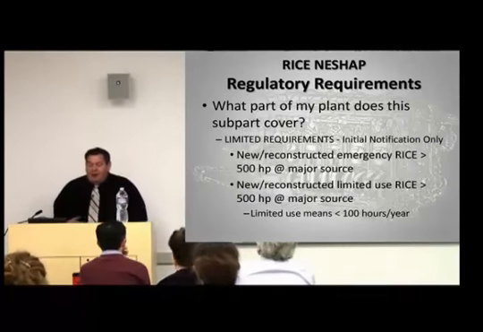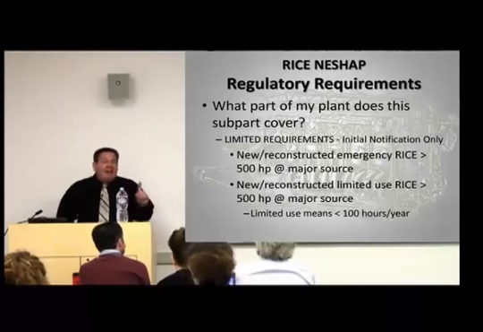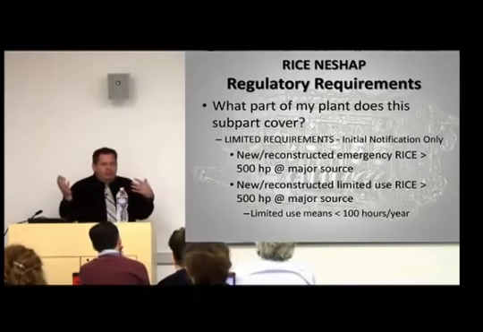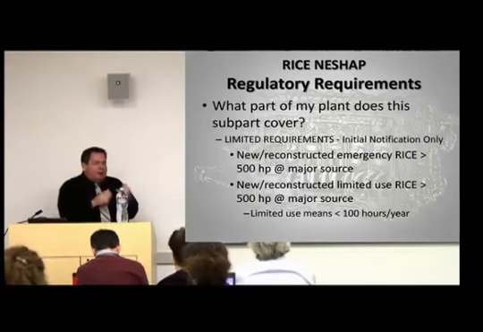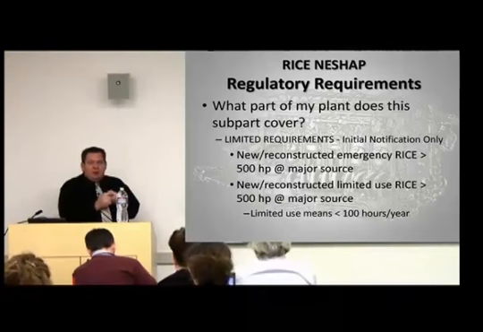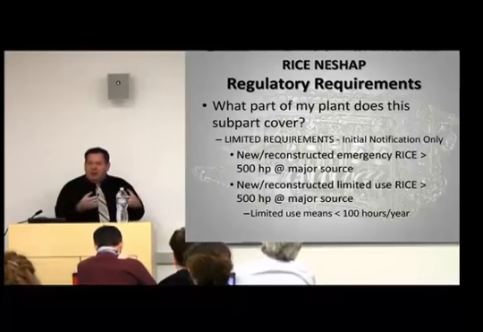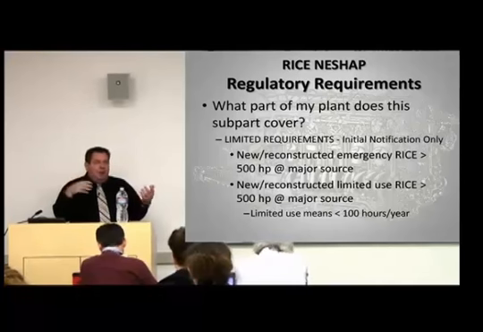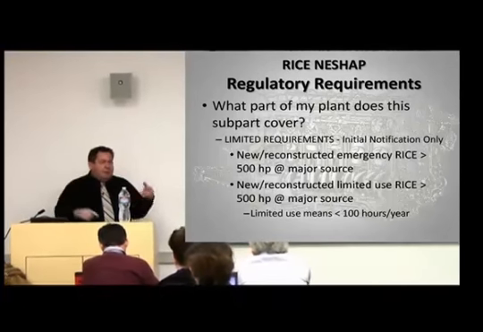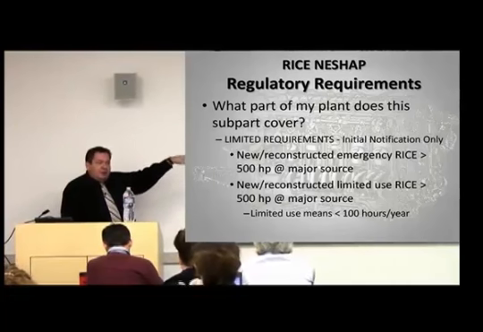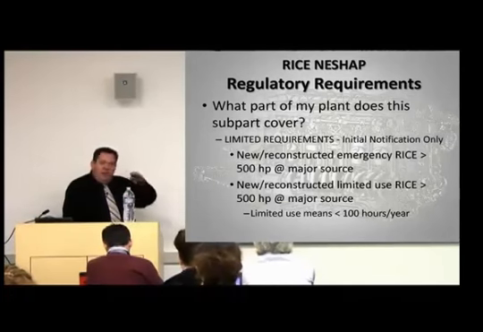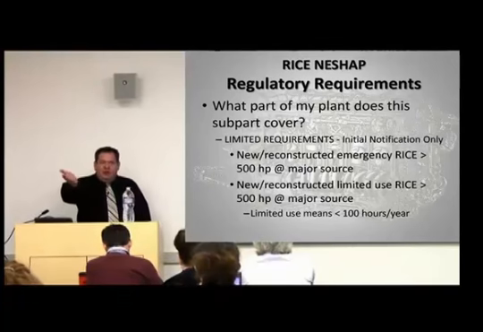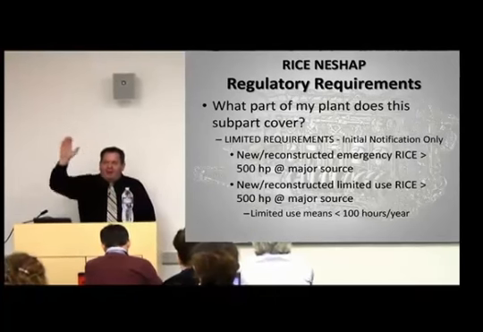What part of my plant does this cover? Not cover. We have limited requirements, initial notifications only. So speaking in generalities, the regulation requires for some engines numeric emission limitations, other engines it requires operational limitations, other engines it requires work practice standards, the way you maintain your engine, other engines it has requirements for CEMS, continuous emission monitoring systems, or CPMS, continuous parameter monitoring systems. What this is saying is that there's a group of engines at major sources, the only requirement they have is an initial notification. Initial notification is, hey, I'm here and I exist.